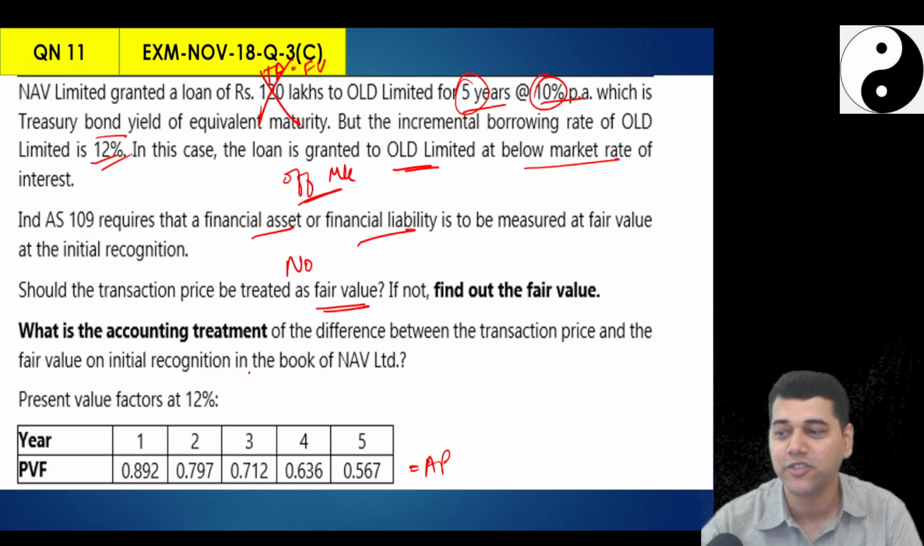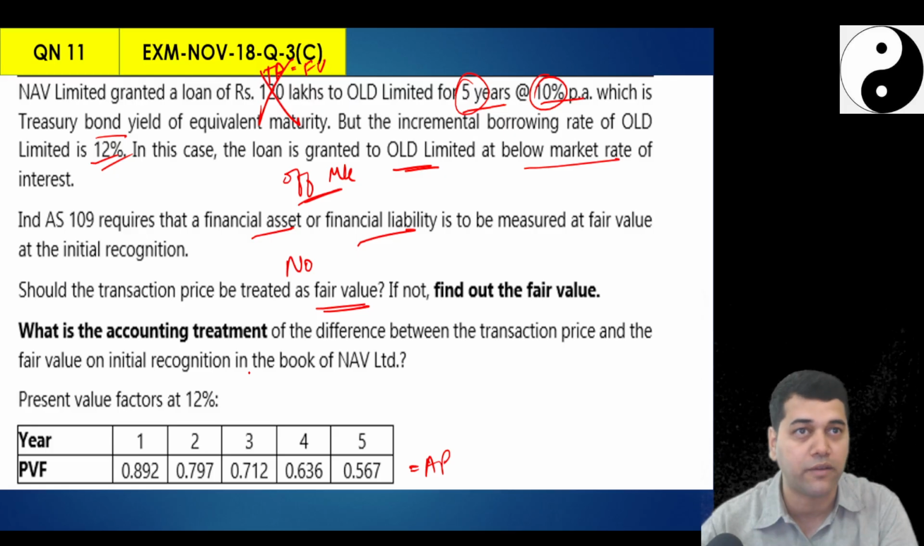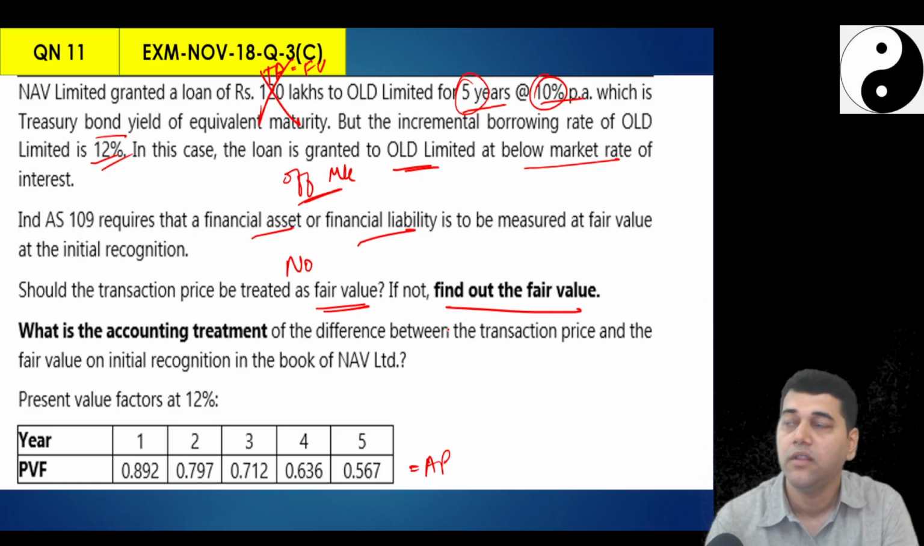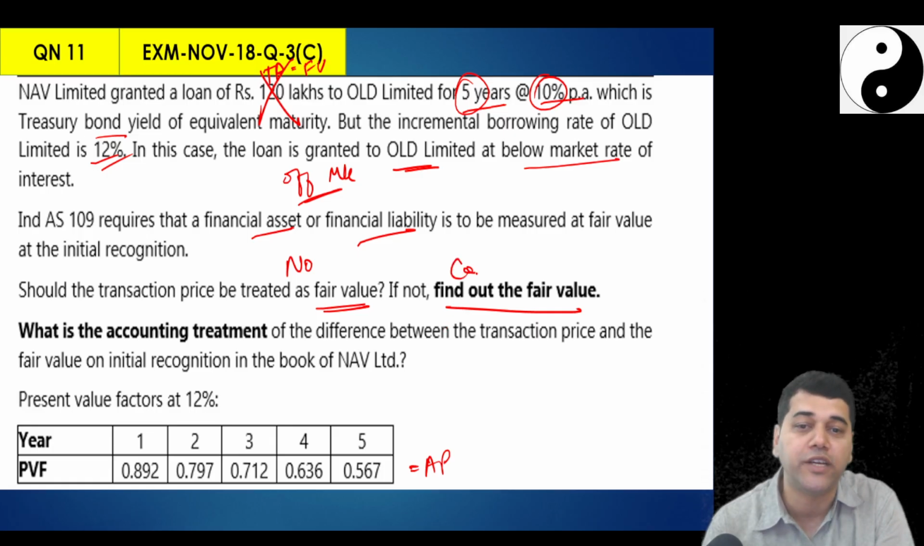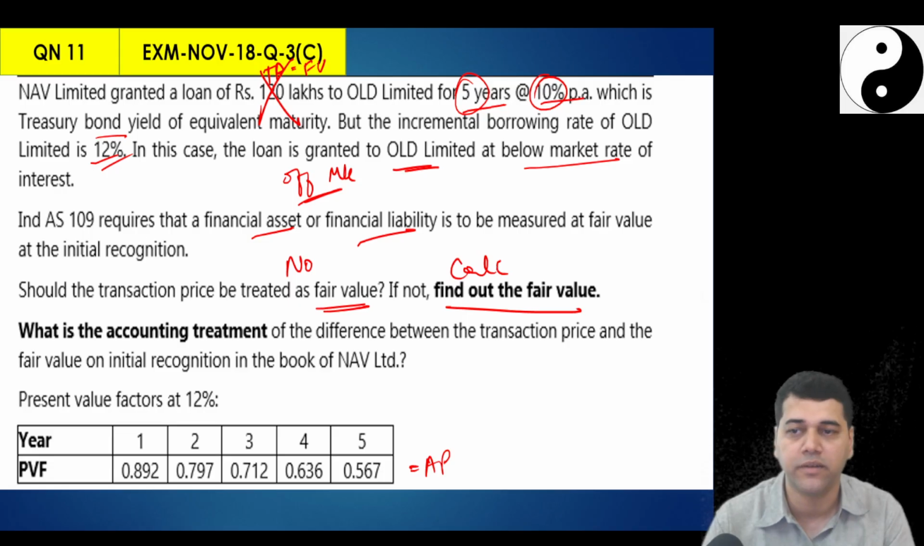It's an off-market instrument. That's the reason the transaction price is not equal to its fair value. Now, find out the fair value. What is the verb used here? Find out the fair value means what? Calculate. Again, no explanation, no headache there.